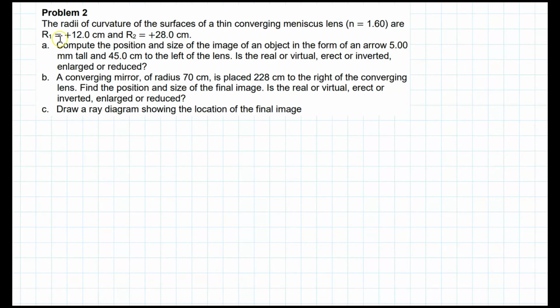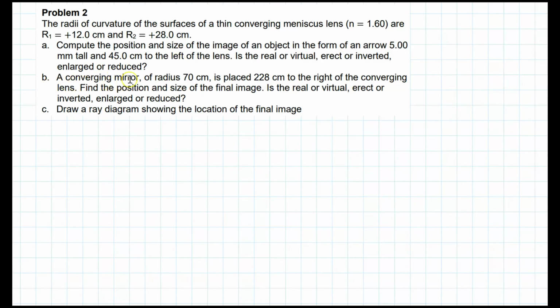Problem 2. The radii of curvature of the surfaces of a thin converging meniscus lens are R1 equal to 12 centimeters, R2 equal to 28 centimeters. A. Compute the position and size of the image of an object in the form of an arrow 5 millimeters tall and 45 centimeters to the left of the lens. Is the image real or virtual, erect or inverted, enlarged or reduced?